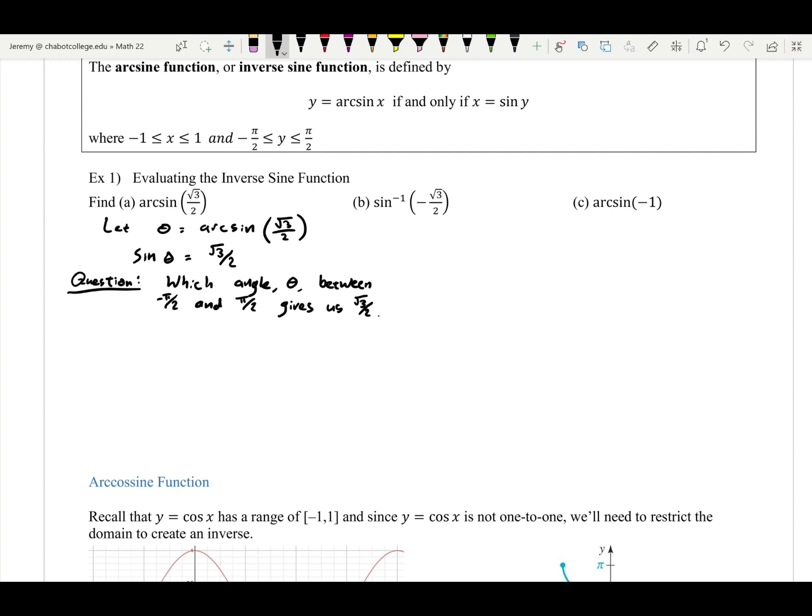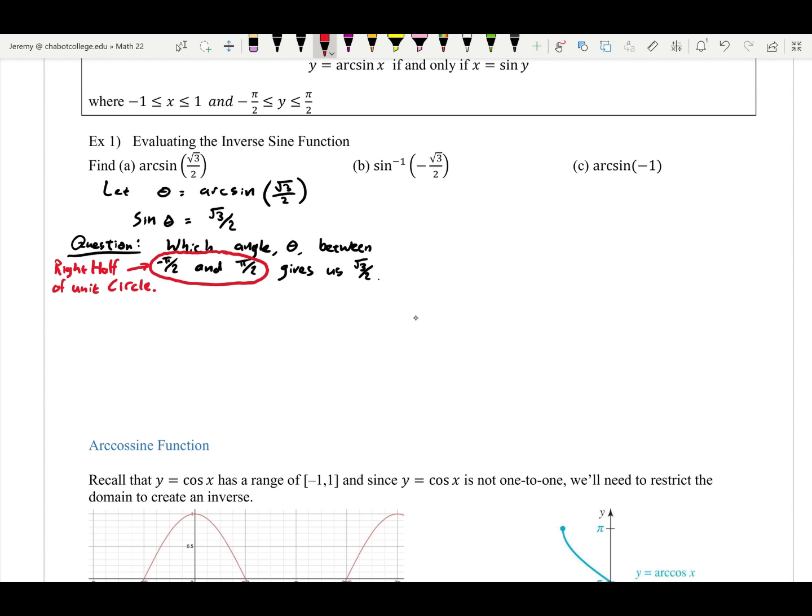Okay, I'm going to think about the unit circle here. And since we're looking between negative pi over 2 and positive pi over 2, this is going to give sort of like a restricted portion of the unit circle. This is actually the right half of the unit circle. So let me draw out the right half of the unit circle. I'm just going to do that right here. Okay, there we go.